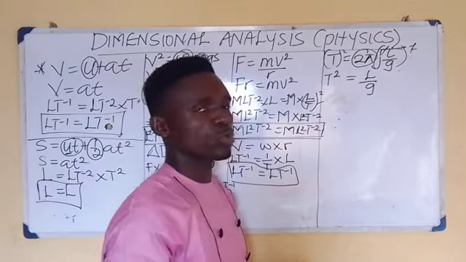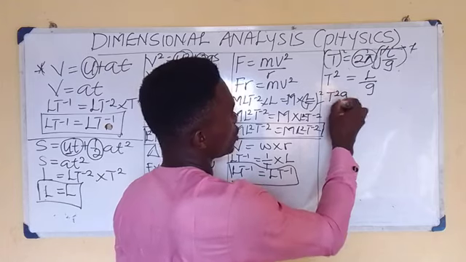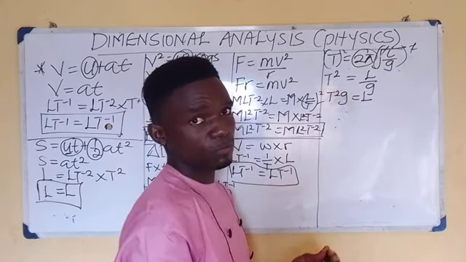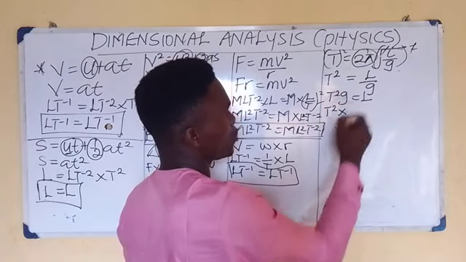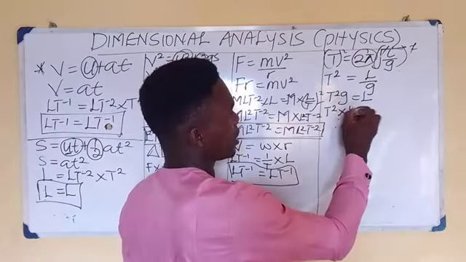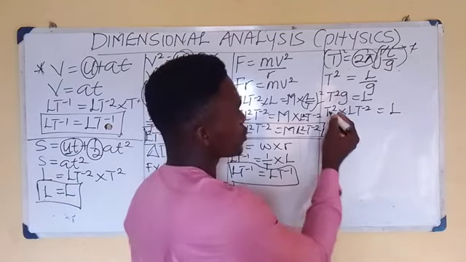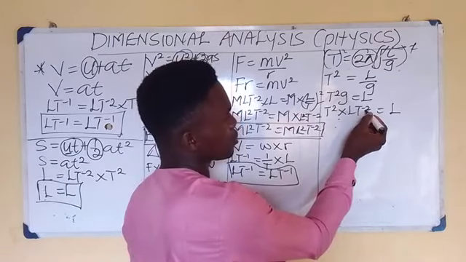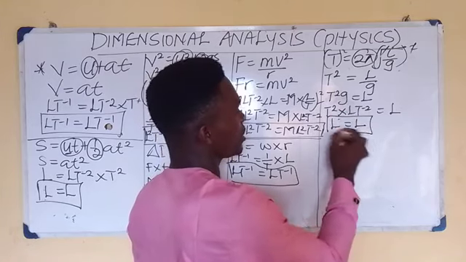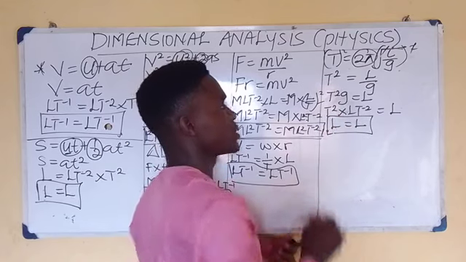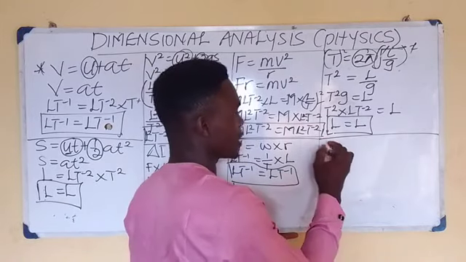So the next step is to cross multiply. If I cross multiply, I'll have T squared G equals L. True or false? True. So T squared times G, which is acceleration due to gravity, LT minus 2, equals L. So plus 2 minus 2 is nothing. I'm left with L, so L equals L, which is dimensionally correct.